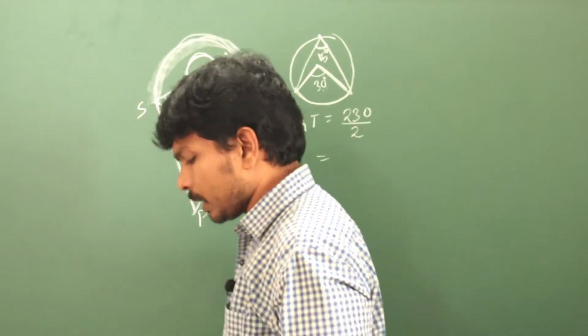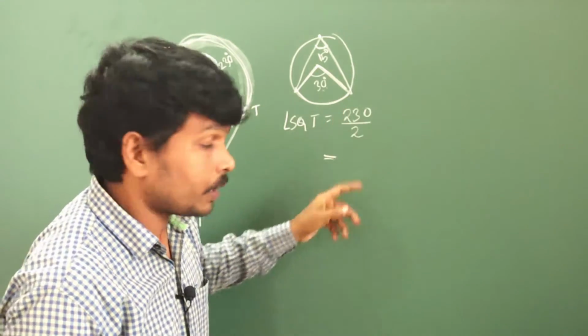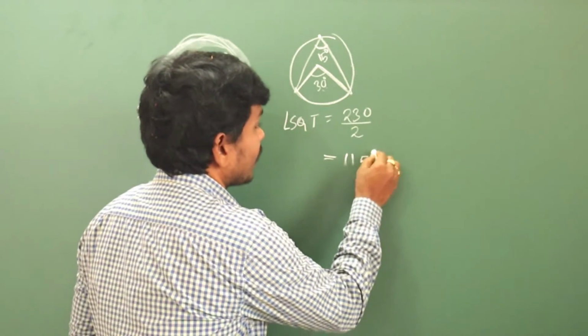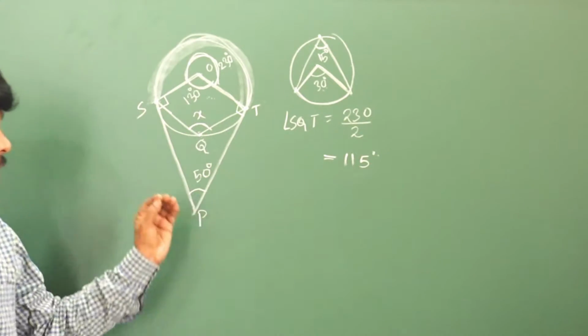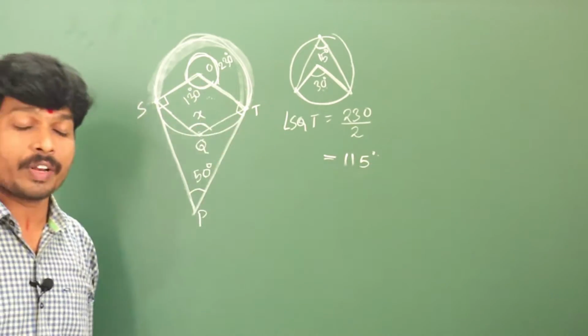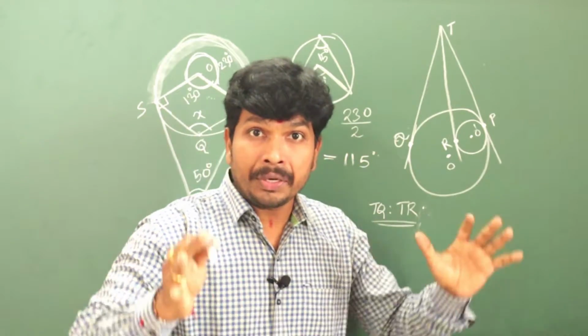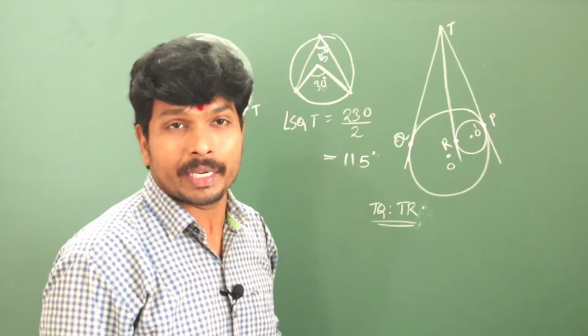What is the value of 230 by 2? Division. 230 by 2. 2 ones are 2. 2 ones are 2. 1, 0. 2 5s are 10. So 115 degrees is your answer. Angle SQT is equal to 115 degrees. Observe the problem. When you have seen the problem, it seems too difficult, but it is a very easy problem.